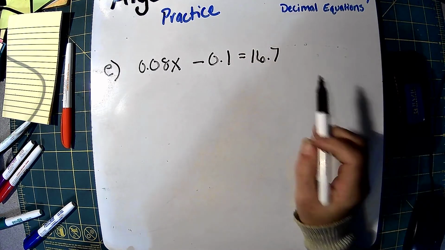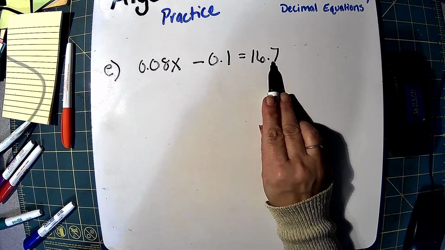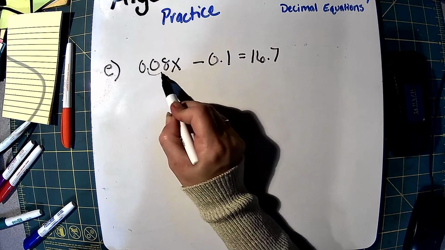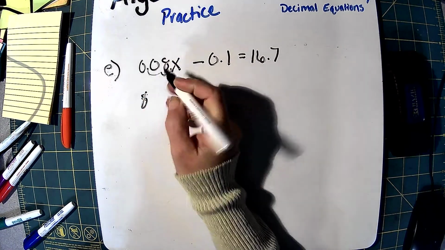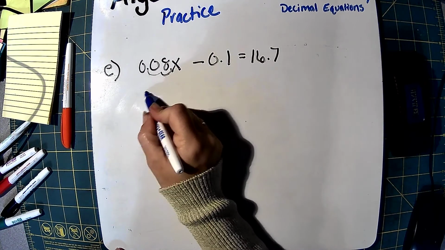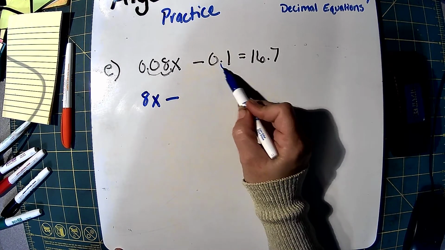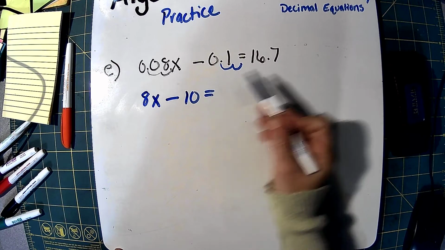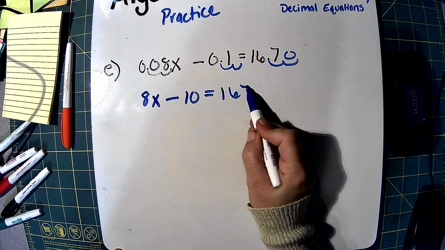So my biggest number of decimal places is right here. I've got 1, 2. There I've just got 1, and there I've just got 1. So I'm going to move all of my decimals the same 1, 2 spaces. So I'll have 8. That black marker's not working too great. I'll have 8x for that one, minus this one I have to move 1, 2, so I'll have 10. And this one I'm moving 1, 2, so I'll have 1, 6, 7, 0.